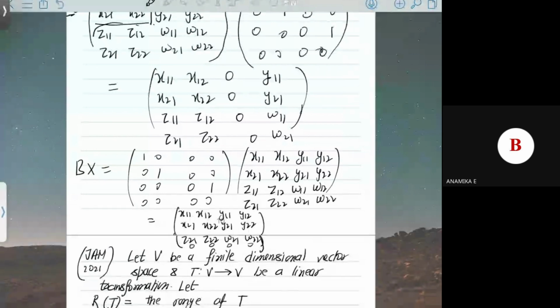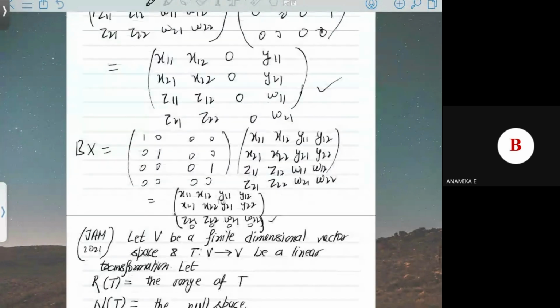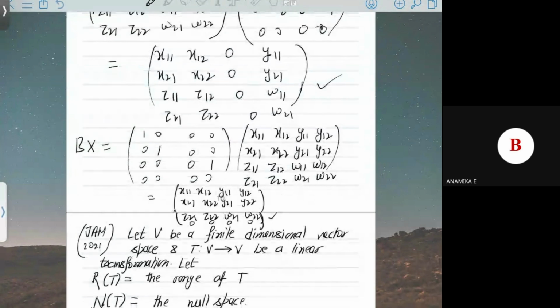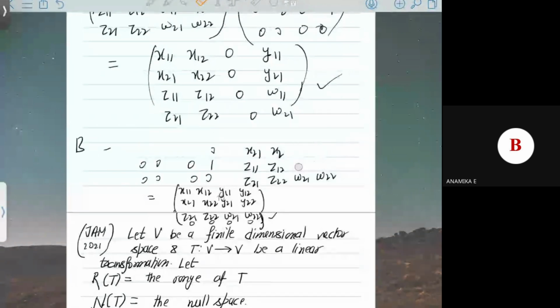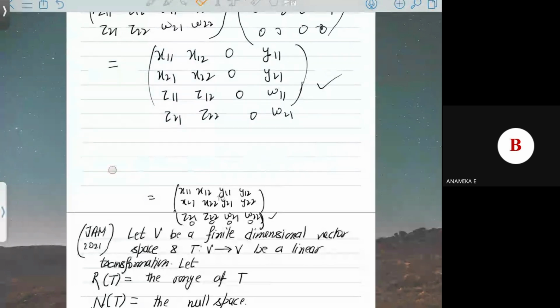Now we have two matrices which are equal, right? So now we just equate the corresponding terms. Please allow me to erase this thing. There is less space to write. So we have this matrix and this matrix. These two matrices are equal, so we can just compare the terms. Now see that this 2x2 matrix is same in both the things.